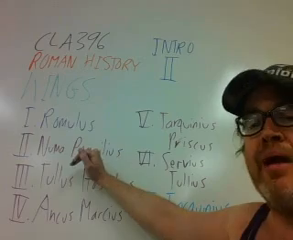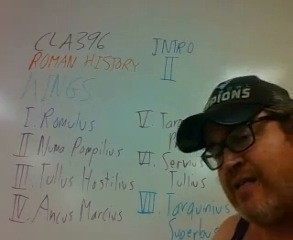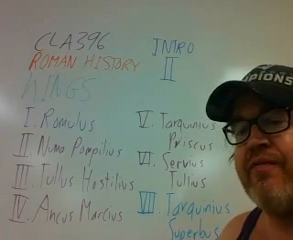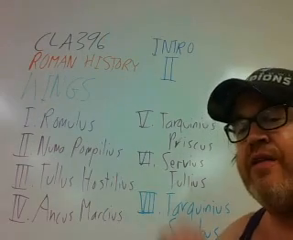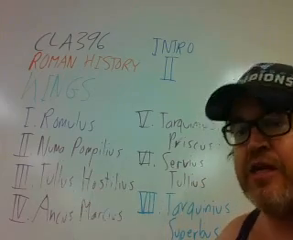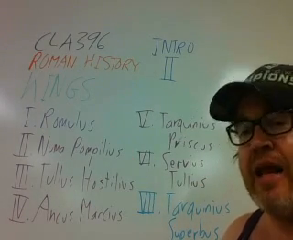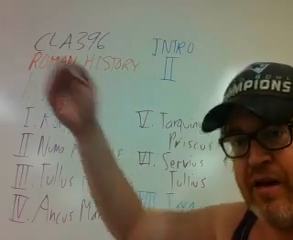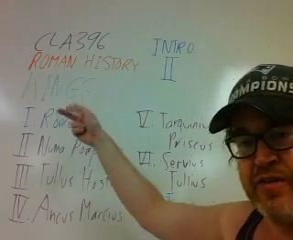We have Numa Pompilius, who comes after Romulus. Numa Pompilius is the renowned king, considered very peaceful and very successful for Rome, who instituted all of the various religious positions, including the high one of Pontifex Maximus. That name Pontifex is where we get in English the word pontiff. That's another name for the Pope in the Catholic Church. So Numa Pompilius is the successor to Romulus.